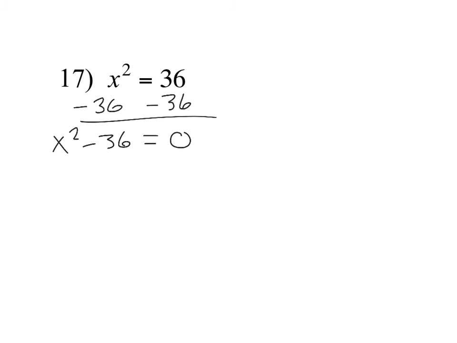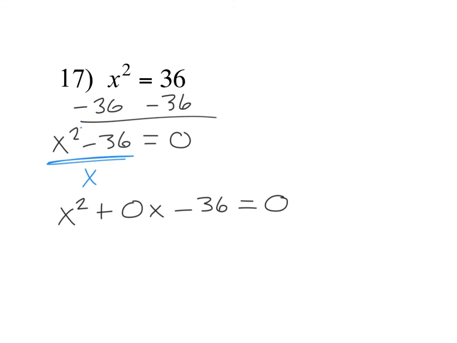But then notice that you still only have 2 terms over here. You don't have 3. You've got your x to the second, you've got your 36, your constant, you're just missing the plain old x that should be there in the middle. So we're going to rewrite it as x to the second plus 0x minus 36 is equal to 0. So now it's set up for you to be able to solve it out from there.